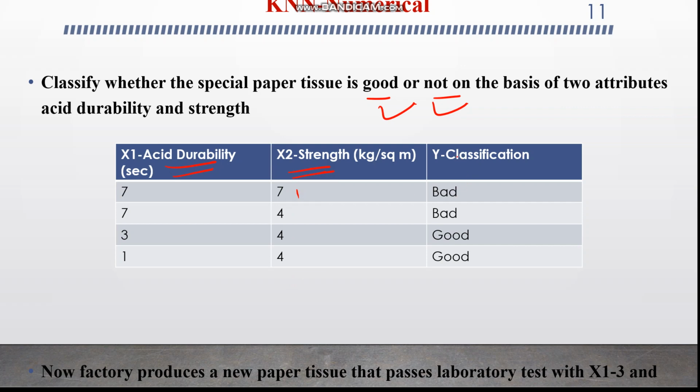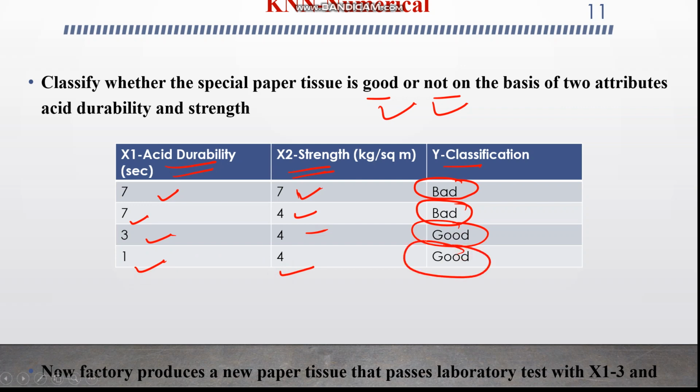Based on that, this is the classification. If the acid durability is 7 and strength is 7, the quality is bad. If acid is 7 and strength is 4, quality is again bad. If it is 3 and 4, quality is good. If acid durability is 1 and strength is 4, it is of good quality.